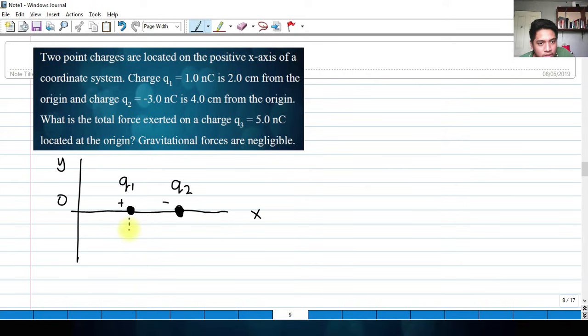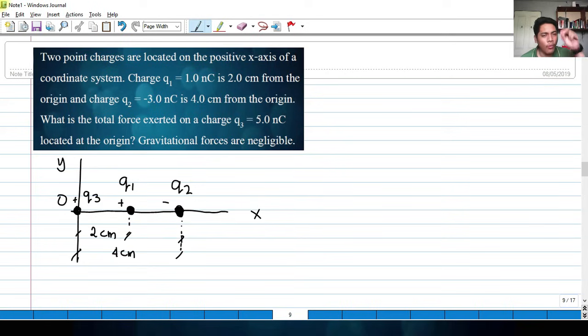So the distance of this charge with respect to the origin is 2 cm, and the distance of this charge with respect to the origin is 4 cm. And what is the total force exerted on a charge Q sub 3, 5 nanocoulomb, located at the origin? So we have a charge at the origin, Q sub 3, which is a positive charge. The problem is actually asking what is the total force exerted by these two charges, Q sub 1 and Q sub 2, on the third charge located at the origin.